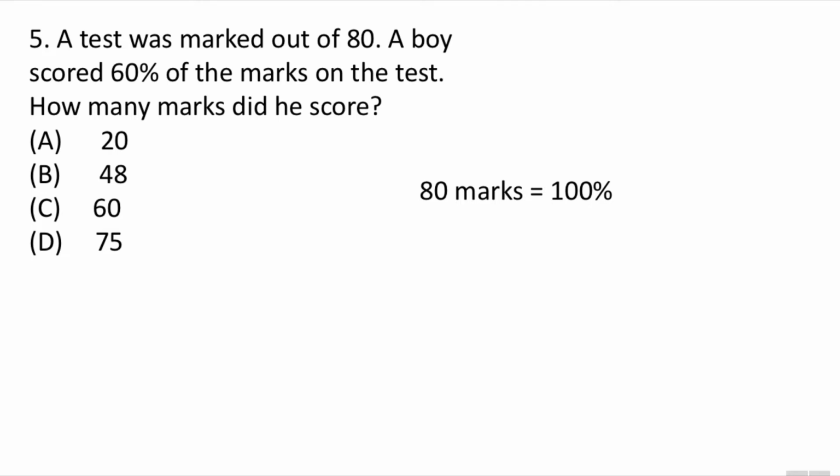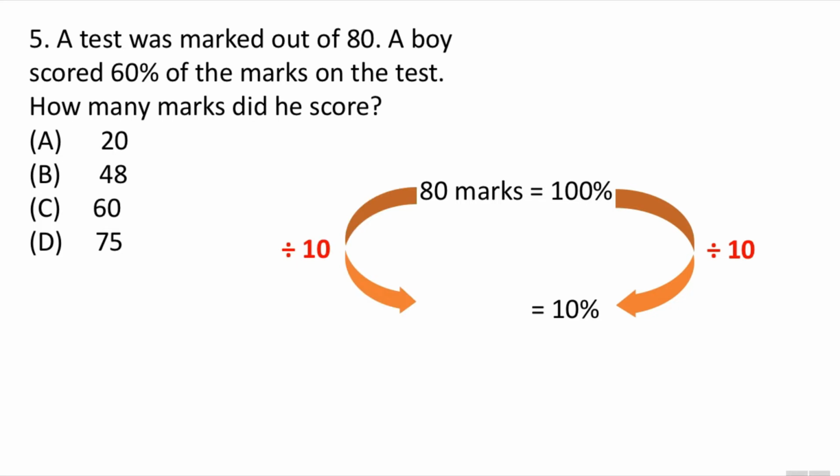Given that the test is marked out of 80, and that represents 100%, it's easy for us to work out 10%. If I divide the 100% by 10, that will give me 10%. So if I divide the 80 marks by 10 as well, that would give me what the 10% represents. So 80 divided by 10 gives me 8 marks.